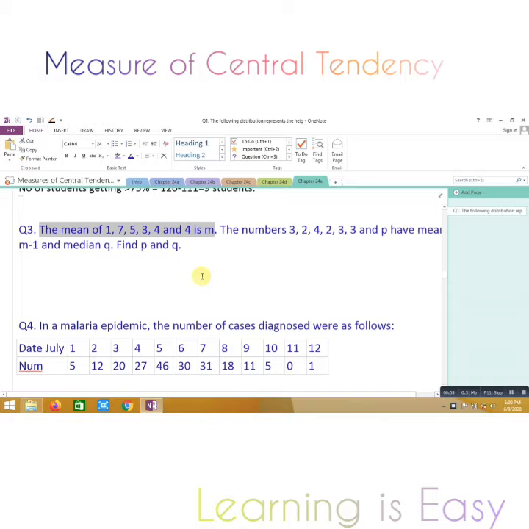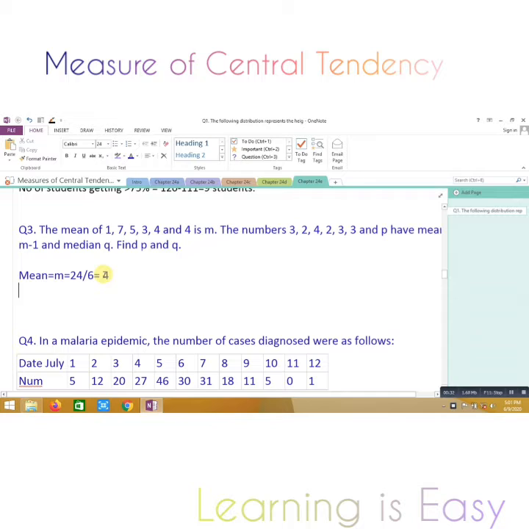Next, question 3. The mean of the set of numbers is given as m. So there are 6 numbers actually. So mean equal to m. Then we need to sum up all the 6 numbers. 1 plus 7, 8. 8 plus 5, 13. 13 plus 3, 16. 16 plus 4, 20. 20 plus 4, 24. 24 by total number of terms, 6. So that's 4. Value of m is 4.